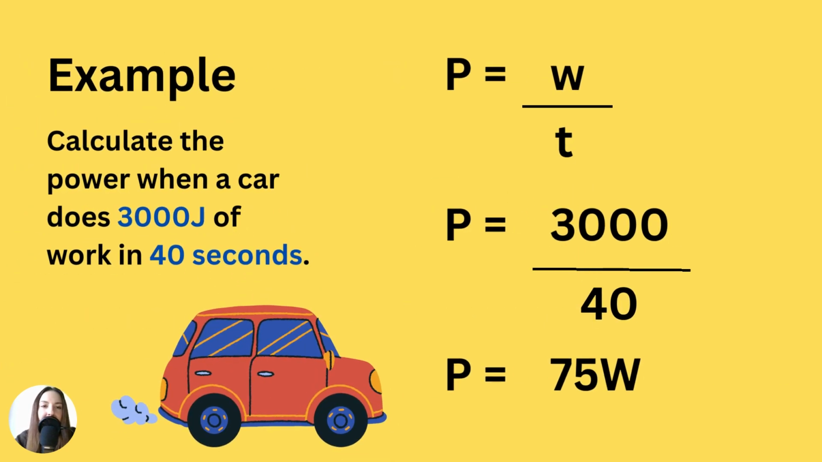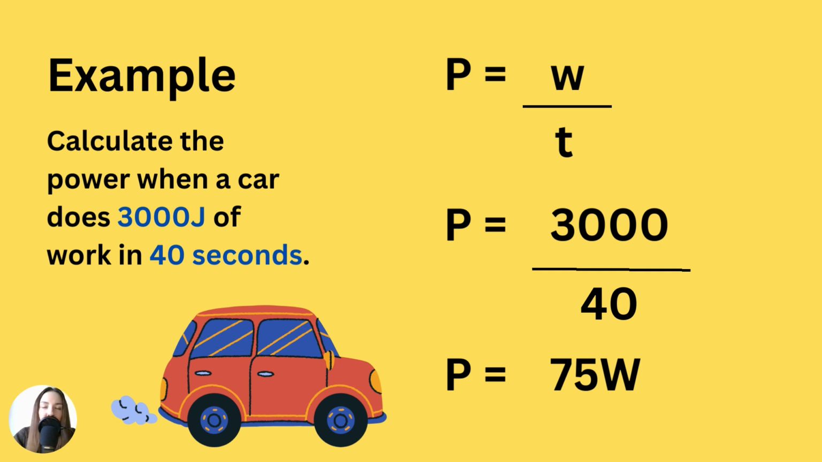So let's add this to an example question. Calculate the power when a car does 3,000 joules of work in 40 seconds. Like I say, with any calculation you do in science, if you use a calculator, if you type it in there, you write it down as well. So always, as well, underline, circle, highlight any key mathematical point in the question, like I've done here.